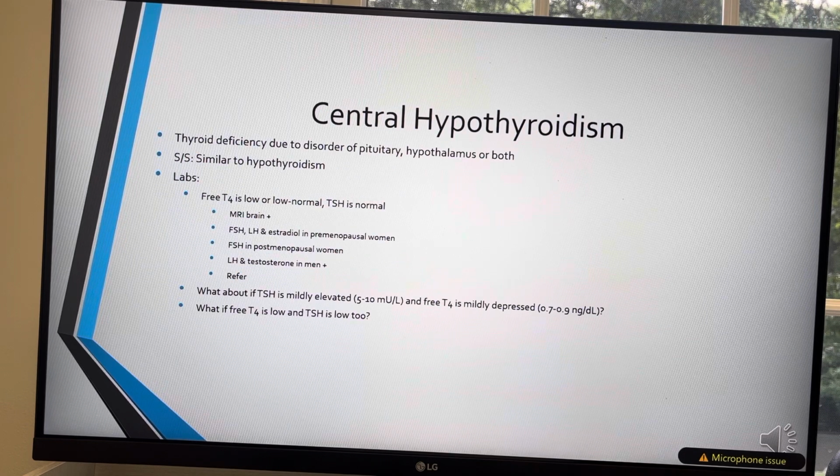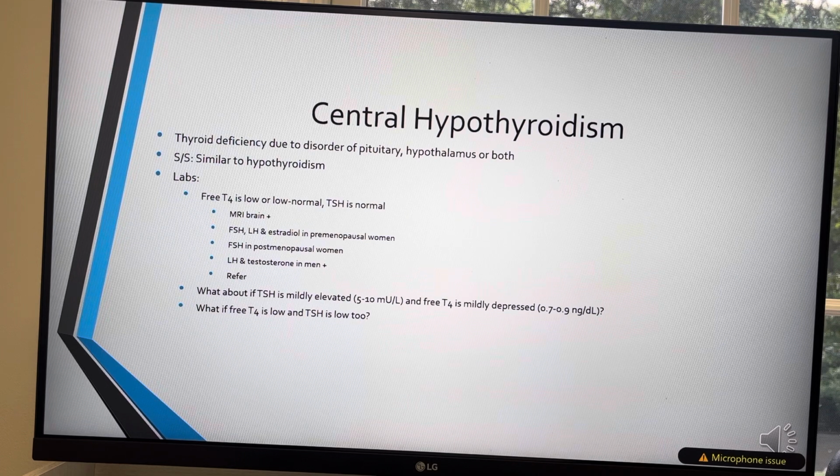Central hypothyroidism can be a real bear. It is thyroid deficiency due to a disorder of the pituitary, the hypothalamus, or both. So within that feedback loop, there's a roadblock. It can be a pituitary adenoma compressing the thyrotrophs. Thyrotrophs are endocrine cells in the pituitary that produce TSH. It can be due to abscesses in the pituitary, hemorrhage, stroke.